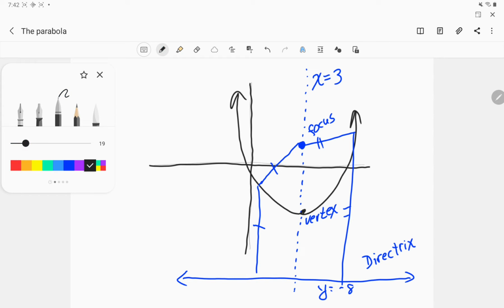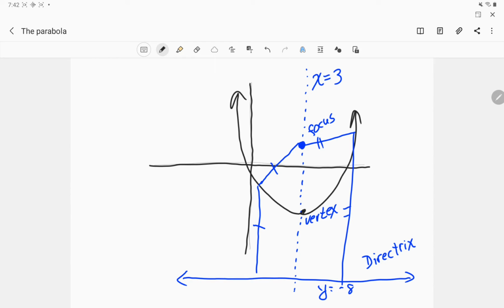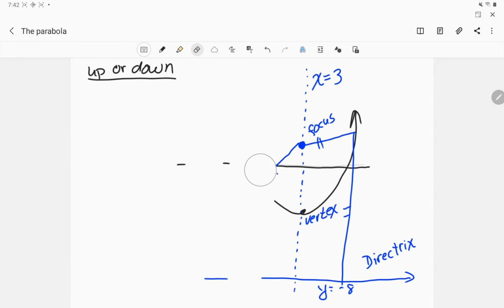So if a parabola is opening up or down, I just need some space to write. There. If the parabola is opening up or down, standard form is going to look like this.